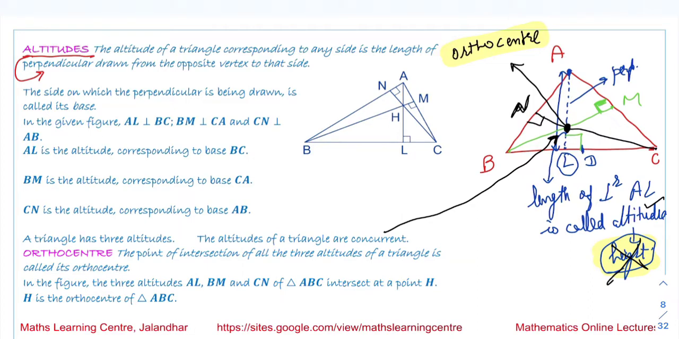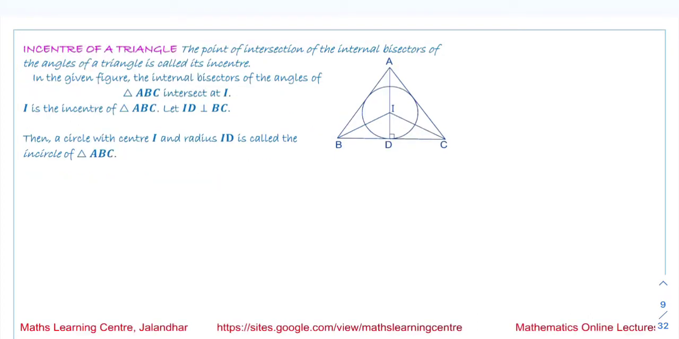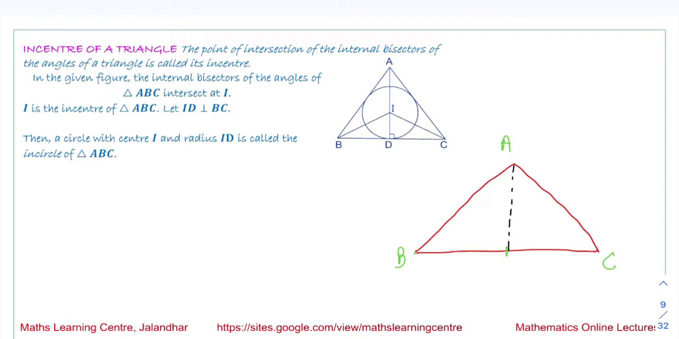Next is the definition of the incenter of a triangle. The point of intersection of the internal bisectors of the angles is called the incenter. Suppose a triangle is given to us. In the first case, we were talking about the median. Suppose this is the triangle ABC. The median of BC means I will find the midpoint of B and C, and join this midpoint with the point A. Then that is the median.